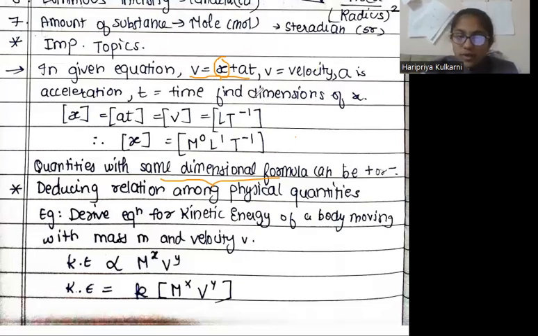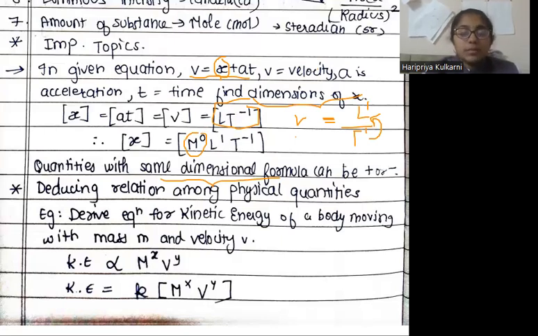So what is the question? Find the dimensions of x, right? Simply we can equate it. Now how did I get this LT raised to minus 1? So I have v, velocity, right? What is velocity? Speed. It is distance L divided by time, right? So here both are having power 1, right? So when I bring this t in the numerator, that is the top, it will become t to the power minus 1, right? And again here, mass is not there, so m to the power 0.